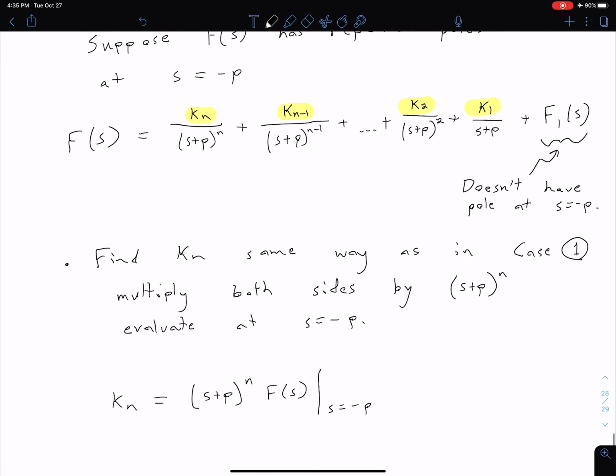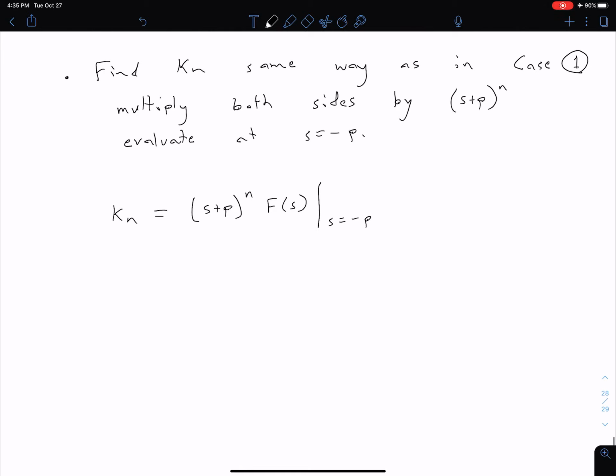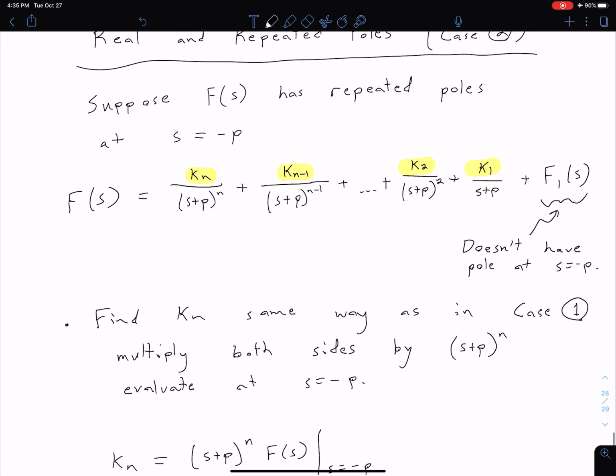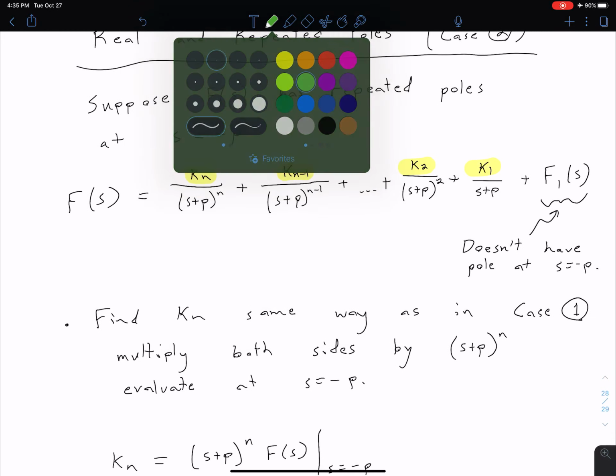However, we can't continue to do that as we look for k sub n minus 1, k sub n minus 2, and so on. So we're going to keep the same first step. Let's say now we want to find our k sub n minus 1. To find it, we're still going to multiply both sides by that same factor, (s plus p) to the power of n. But now, remember, when we do that, what we're going to be left with is something like this.